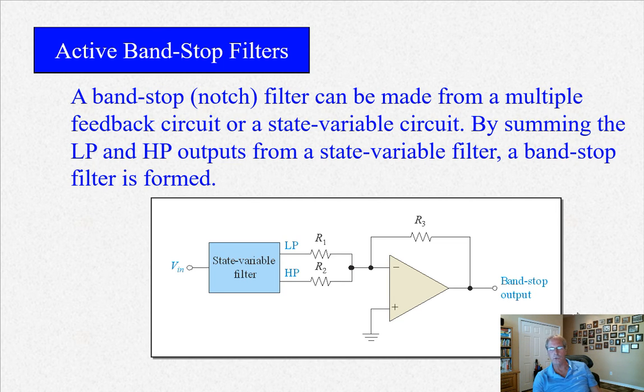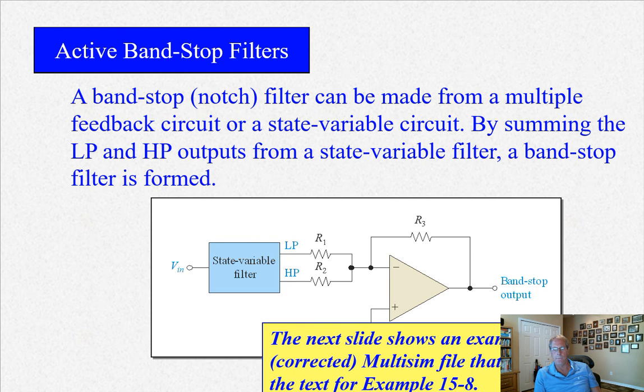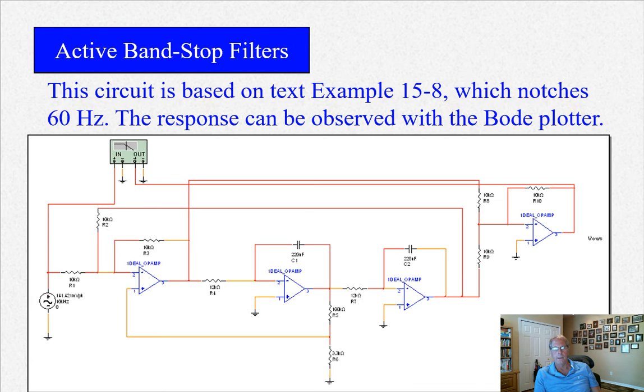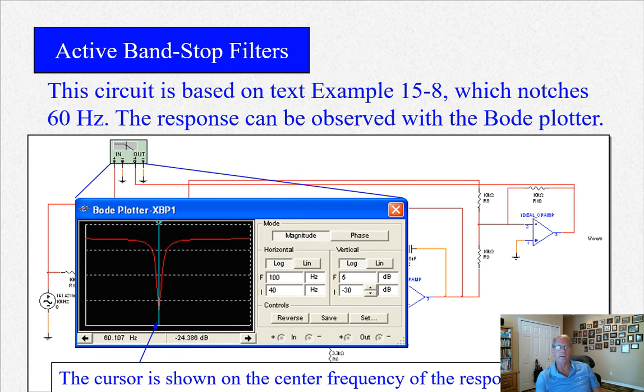You sum these two outputs into an op-amp. And this is a summing circuit. Remember those from a chapter or two ago? And we are doing that here with this summing amp. Here's the summing amplifier. We're summing the high pass and the low pass outputs and looking at it on the Bode plot in Multisim, and there you go. That's what you get.